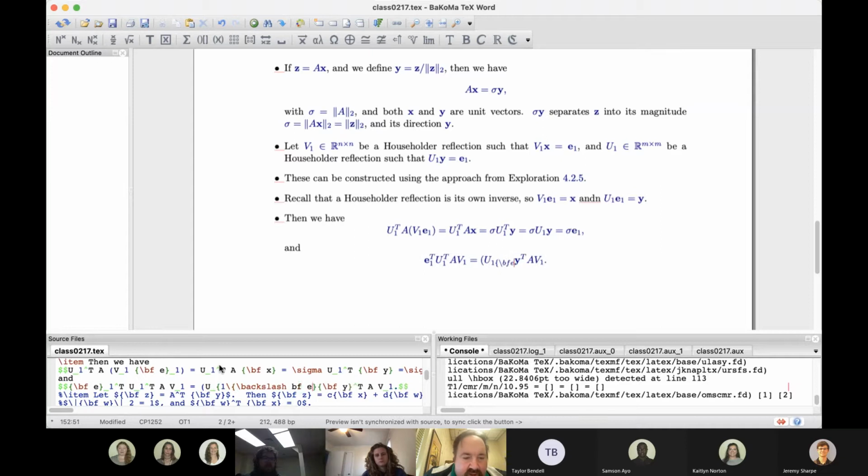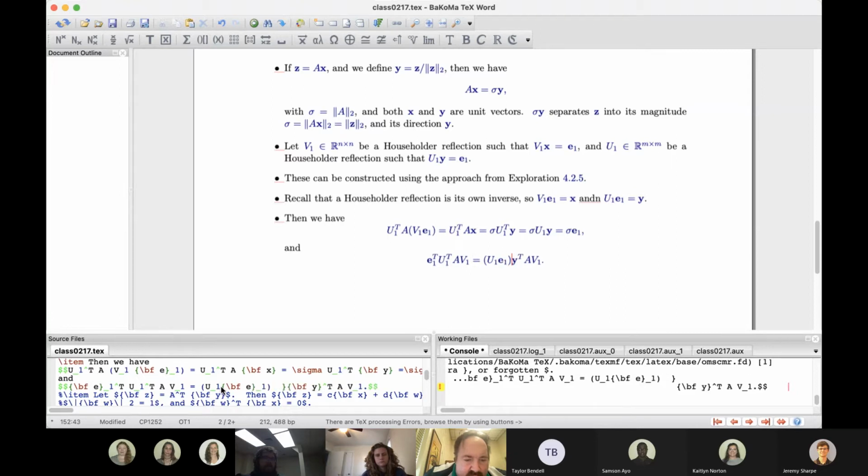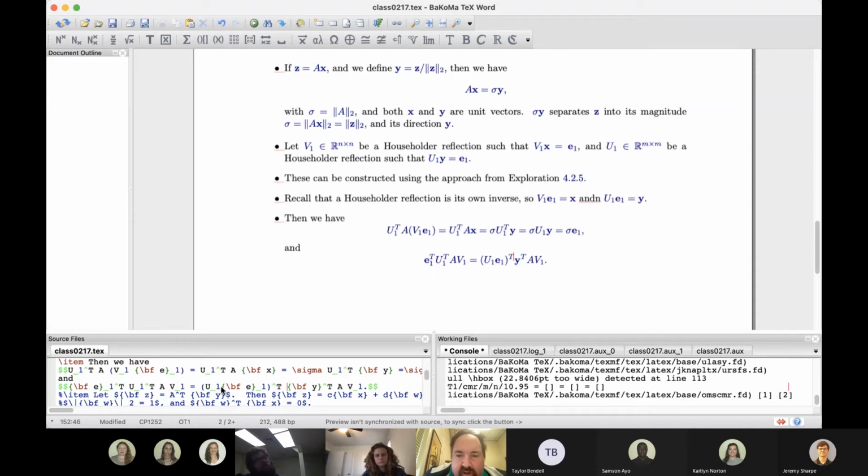U1 E1 transpose A V1. Okay. So here I'm using the fact that a transpose of a product is a product of the transposes in reverse order. But U1 E1 is Y. So Y goes here. Now, I'd like to simplify this.